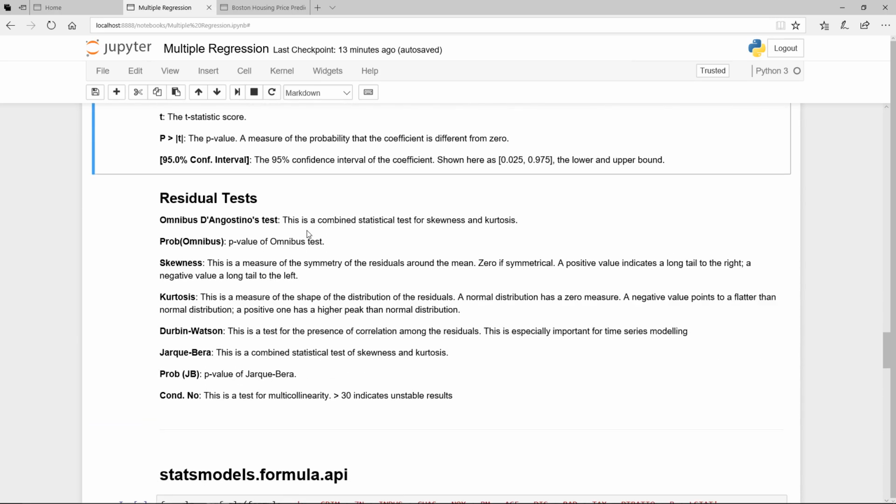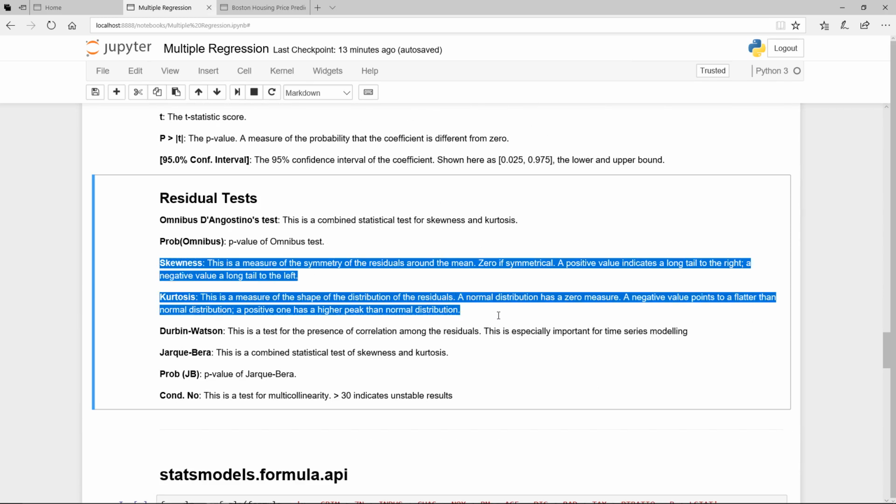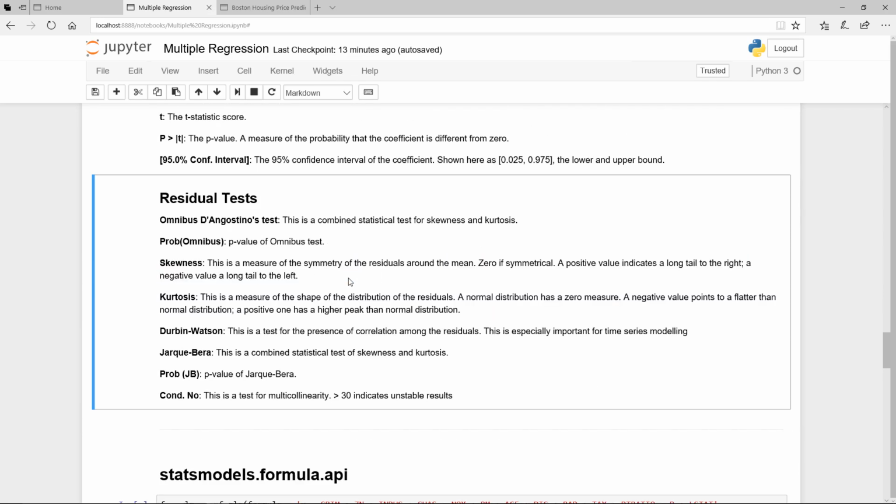A couple of things that you pay attention to is the omnibus. This is basically a combined statistical test for skewness and kurtosis. What is skewness and kurtosis? Skewness tells you whether the distribution of your residual is skewed to the left or to the right. A positive value means there's a long tail to the right, a negative value means a long tail to the left. Kurtosis measures the peakedness of your distribution. A negative value means it's actually flatter than a normal distribution.